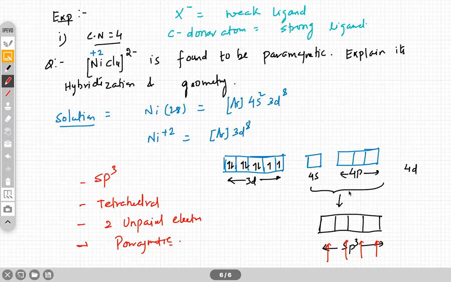Now suppose this is a strong ligand. Cl obviously is a weak ligand, so there is no pairing against Hund's rule. If it is strong, then this electron pair jumps over here and makes this orbital vacant. Then this orbital also will take part in the reaction, and two orbitals will be taken from the p subshell. Then the hybridization would be dsp2 in that case, with square planar geometry. This depends upon the nature of the ligand, whether the ligand is weak or strong. Keep these two terms in mind. This helps you a lot in solving this kind of question.